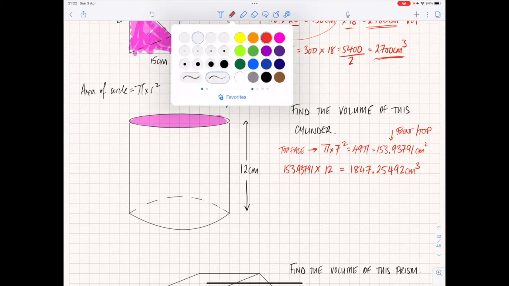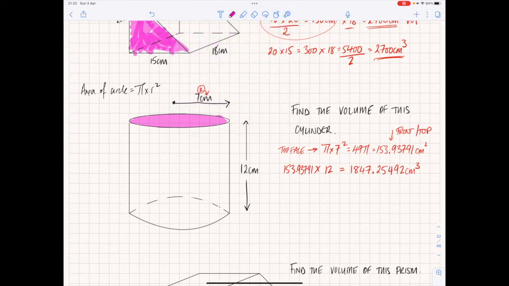This is a good point where we can actually now talk about rounding. If your answer said to 1 decimal place, here the 2 is your first decimal place, so you draw a line. How does that 5 affect that 2? Well, if it's 5 or above, it pushes that previous value up. So that becomes 1,847.3 centimetres cubed. And that is the volume now of the cylinder.